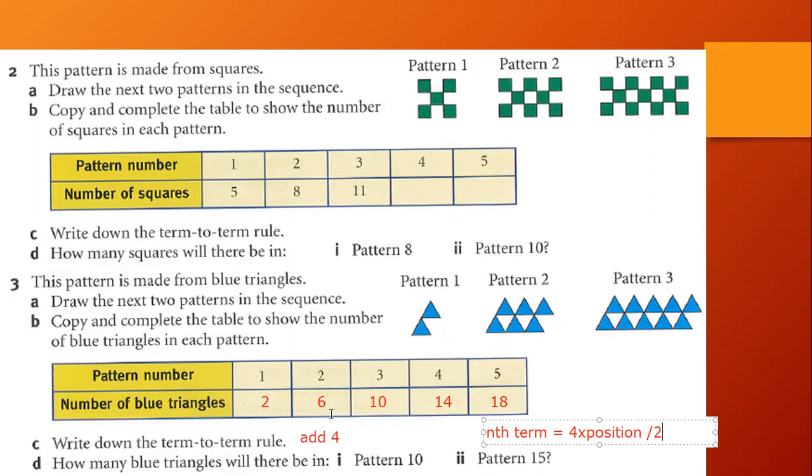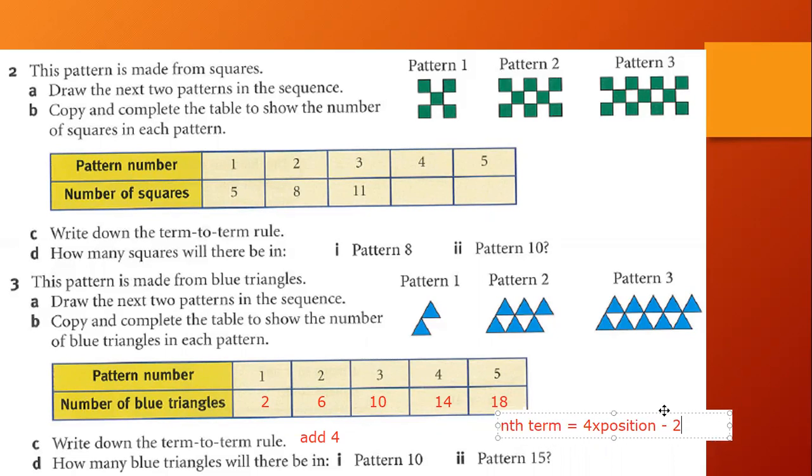Okay, so it's 4. Same as this, 4 multiplied by 8. It's not divided by 2, minus 2. Okay, so here you can see 4 multiplied by 1, 4, minus 2, 2. 4 multiplied by 2, 8, minus 2, 6. 4 multiplied by 3, 12, minus 2, 10. Okay, so this formula is correct.